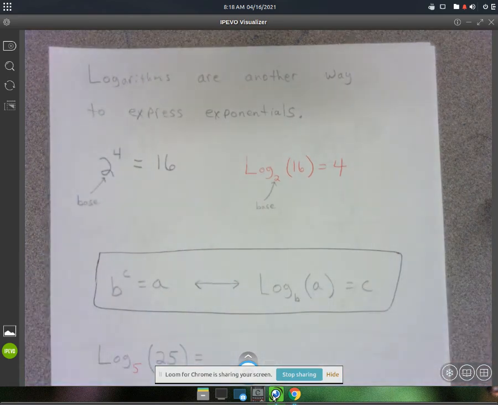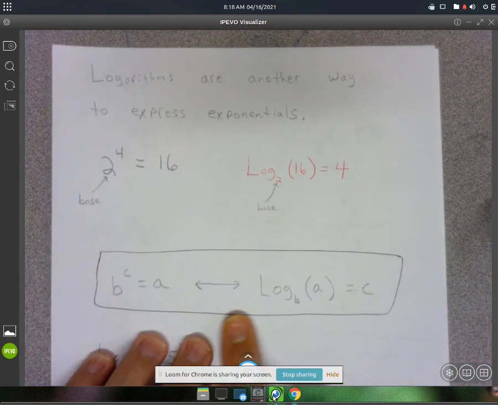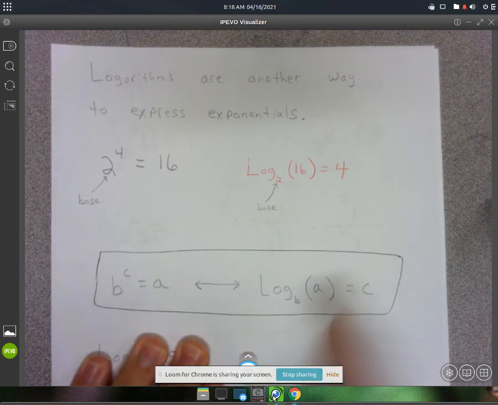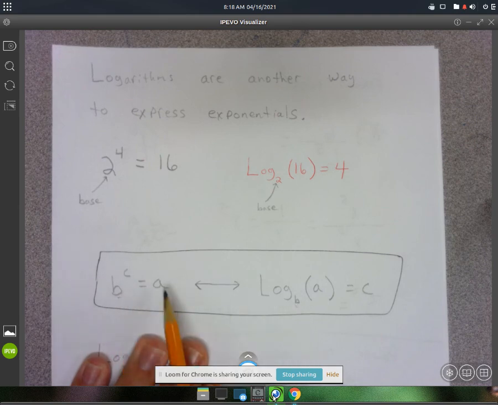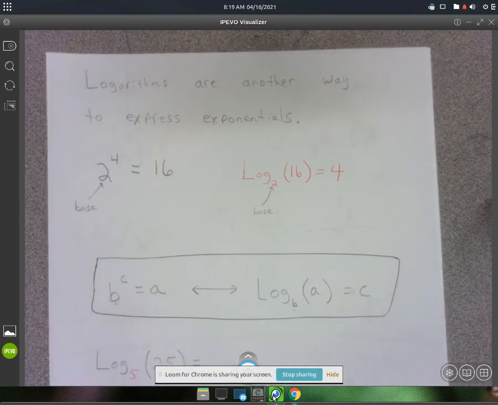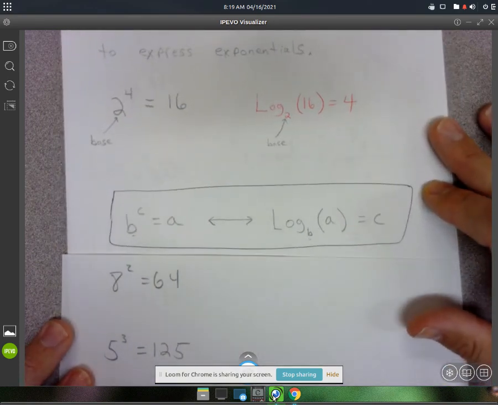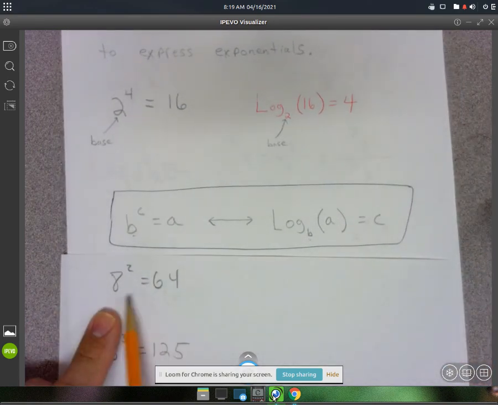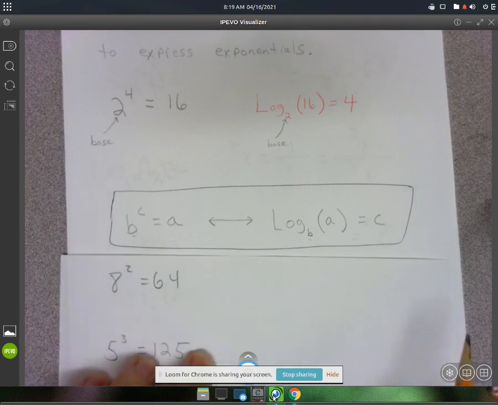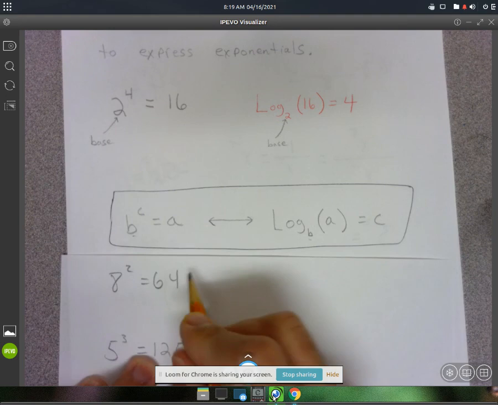All right, so this is the little formula for it. Now this is how you can rearrange the terms. The base will always be your little part right here, and then the A and the C are switching positions. So let me go ahead and go through a couple of examples. I'm going to give you an exponential expression, and we're going to write it in logarithmic form.